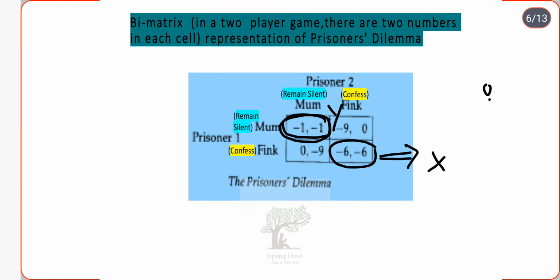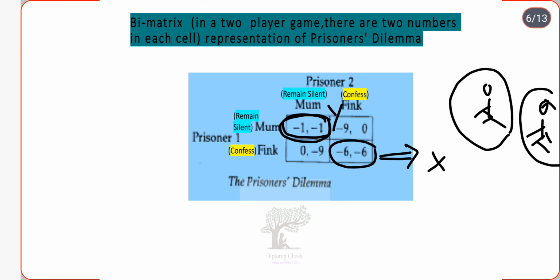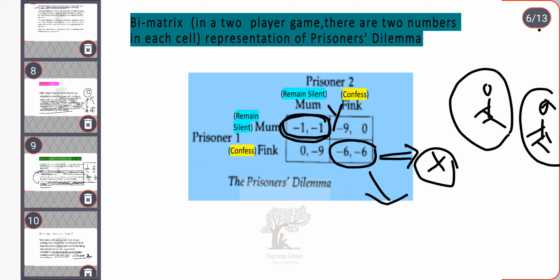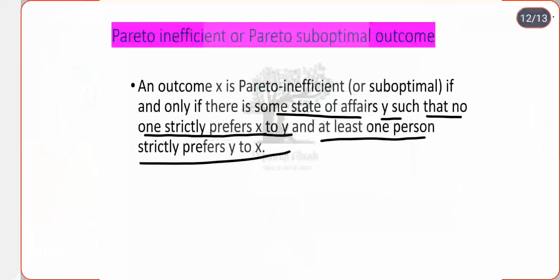If the prisoners come out and watch the entire matrix, both of them without any doubt will select y over x, because y is giving them low sentences. Each of them is getting low sentences by selecting y rather than x. So this x is nothing but a Pareto inefficient outcome, or Pareto suboptimal outcome.